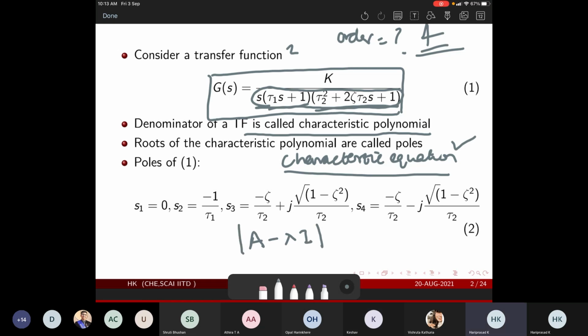So this is your characteristic equation, correct? Agreed or not? Yes, sir. So the characteristic equation is what gives rise to eigenvalues. Similarly, this has a one-to-one correspondence with respect to the characteristic equation. So what we are seeing, G of S, here is a continuous time representation of the model.